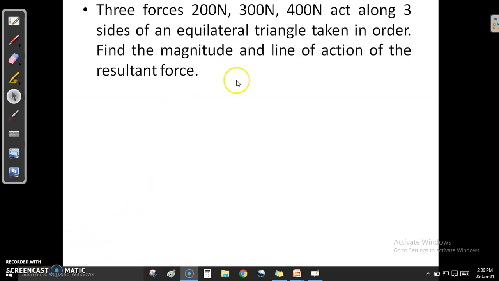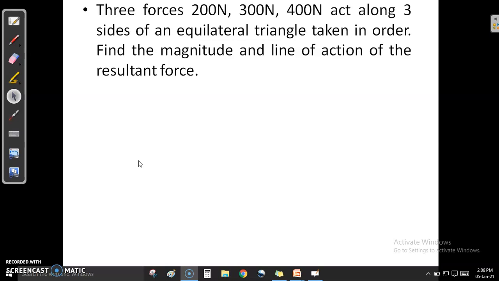Three forces, 200 Newton, 300 Newton, 400 Newton act along the three sides of an equilateral triangle taken in the order. Find the magnitude and line of action of the resultant force. So here you are given three forces. These three forces act along the three sides of an equilateral triangle.